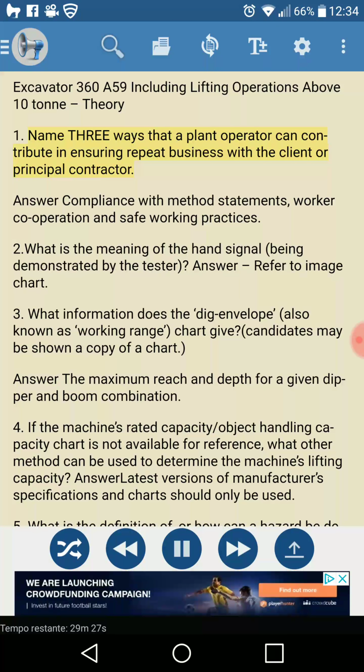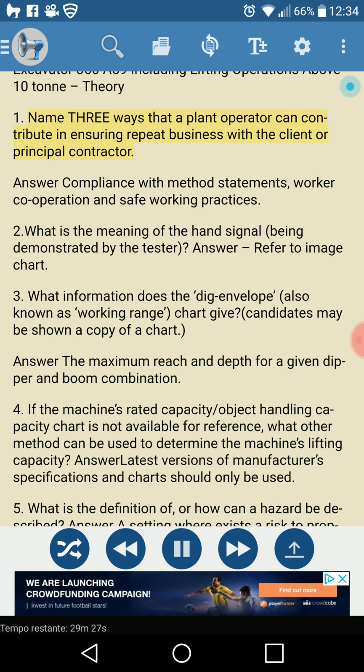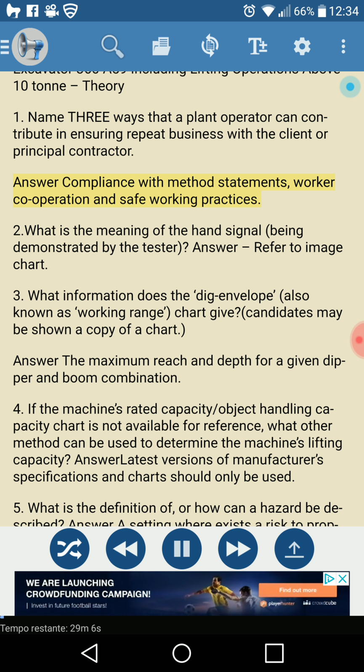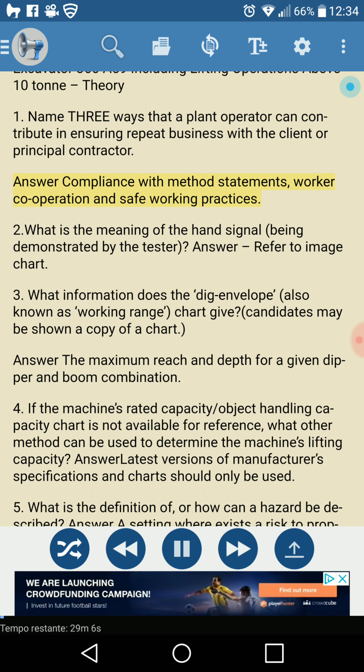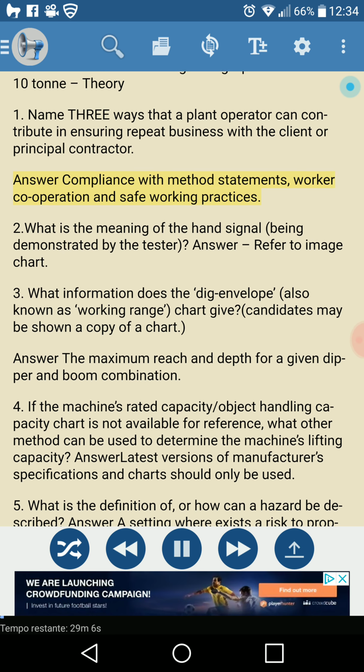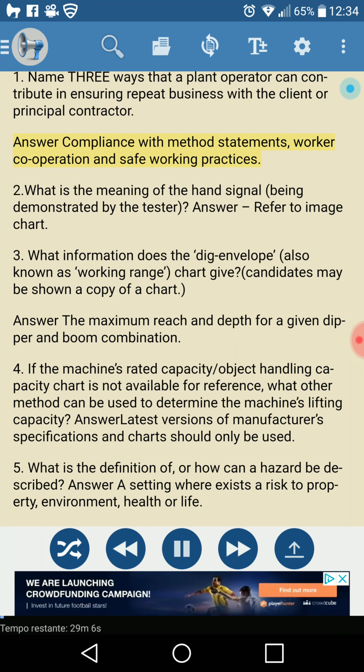Name 3 ways that a plant operator can contribute in ensuring repeat business with the client or principal contractor. Answer: compliance with method statements, worker cooperation and safe working practices.